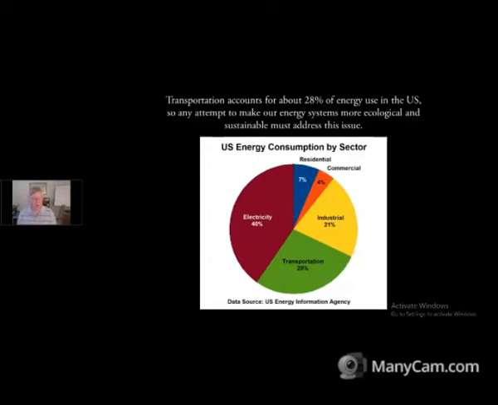So if you're thinking about how to design a sustainable and regenerative system for people to live in, and you don't pay attention to transportation, then you're probably not going to be very successful. You've got to think about that as part of your overall way of approaching energy use in your system.